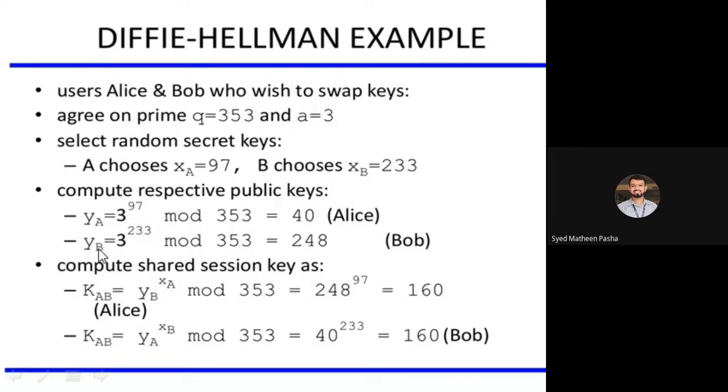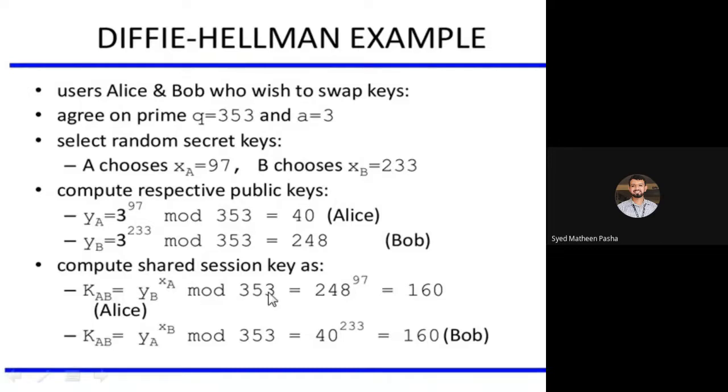Now you should remember, after you calculate the public keys, what is the next thing? The shared key should be calculated. This is the formula for the shared key KAB with respect to Alice and Bob. With respect to Alice, I should calculate with the formula YB, which you have calculated here, mod Q. So I will get this also 60, this also 60.